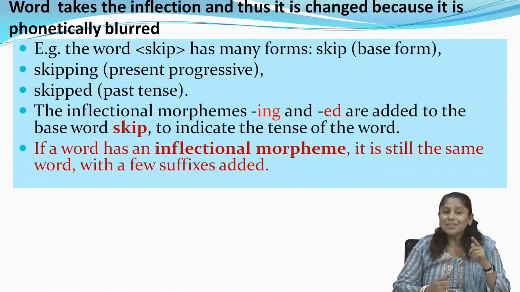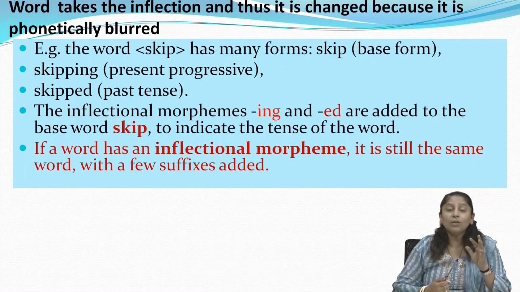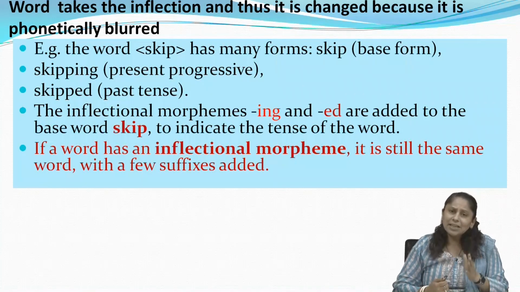So again there are certain changes in pronunciation. The inflectional morphemes ing in skipping and ed in skipped are added to the main word skip to indicate the tense of the word. If a word has an inflectional morpheme, it is still the same word with a few suffixes added. So you do not change the meaning of the word skipping or the word skipped. The meaning would be as it is.